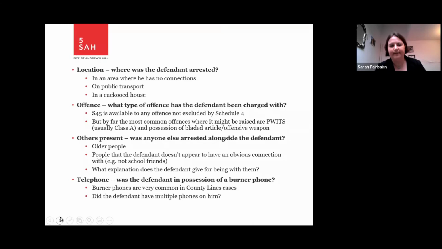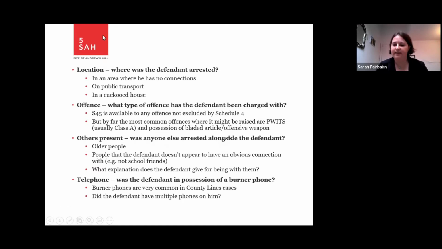at your case papers, where was the defendant arrested? Now, in most cases, when we're dealing with Section 45, we're dealing with county lines cases. So was your defendant arrested in an area where he has no connections? So, for example, if your defendant is from London, he's arrested in a regional town somewhere where he doesn't really have any reason to be. That is a common red flag and a warning sign.